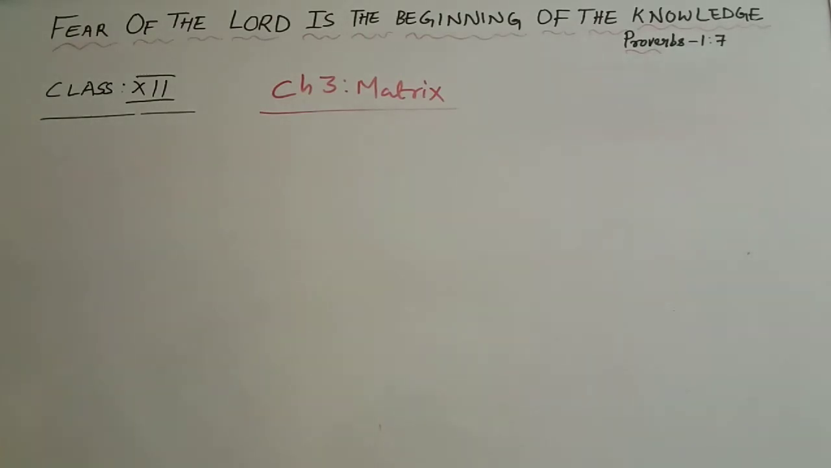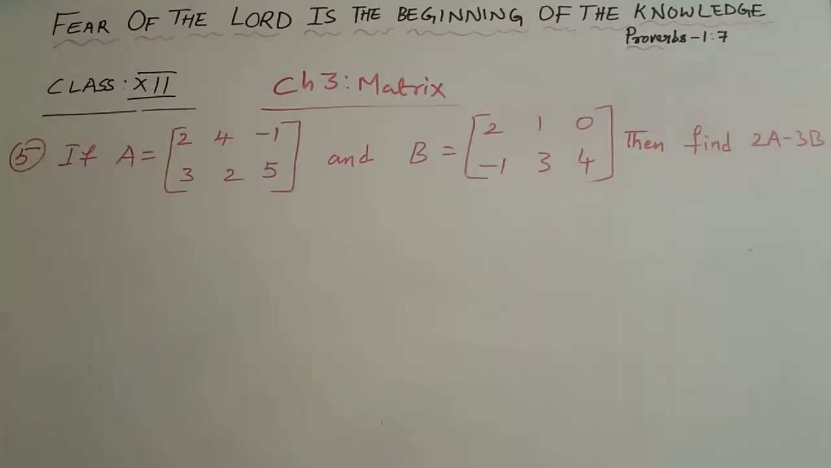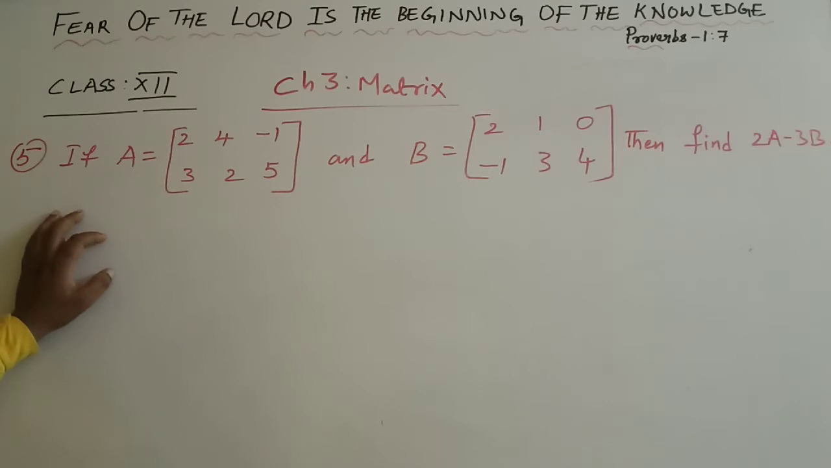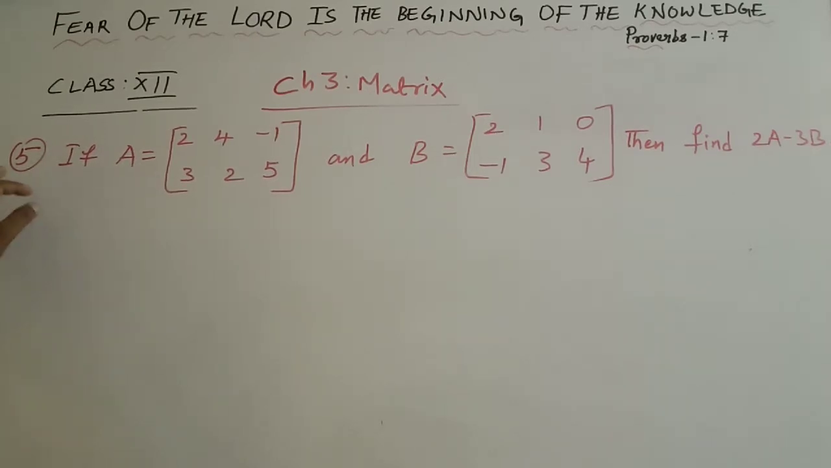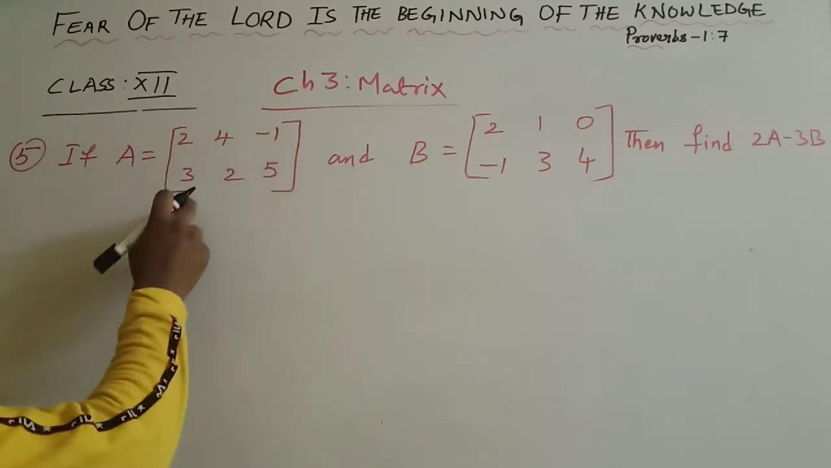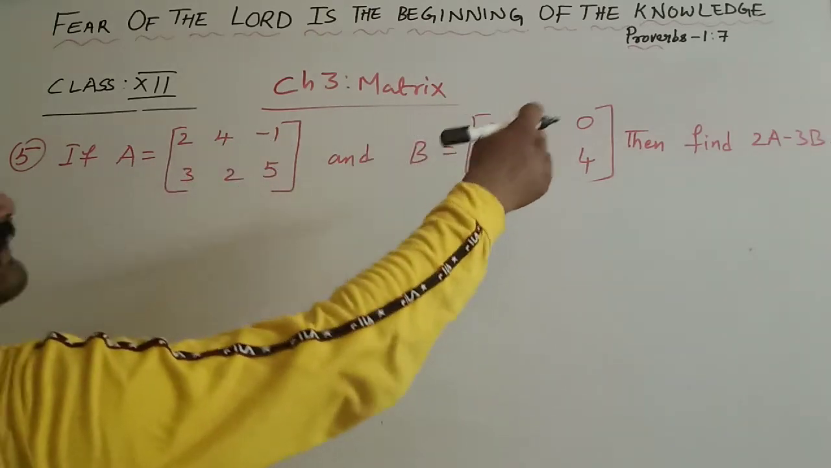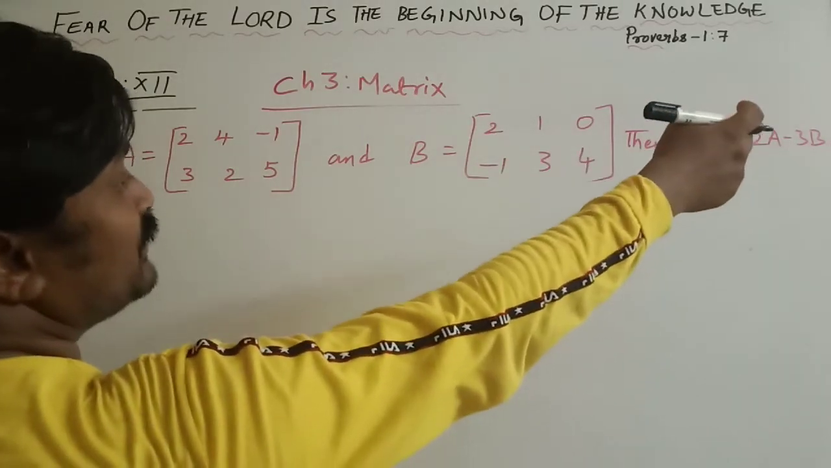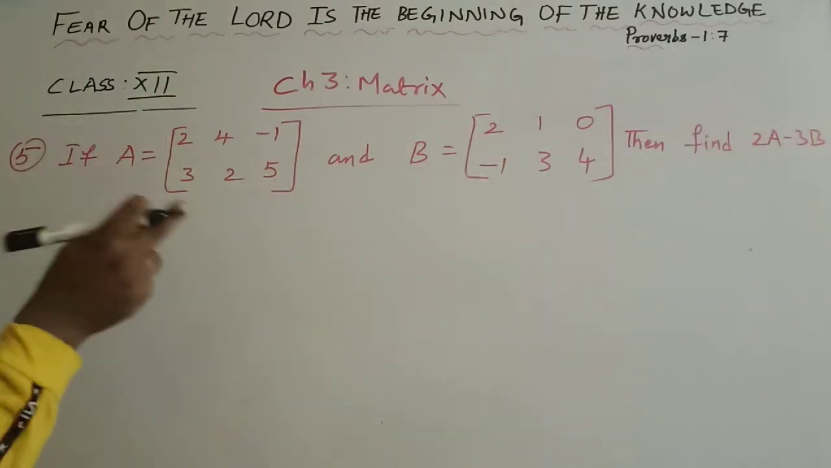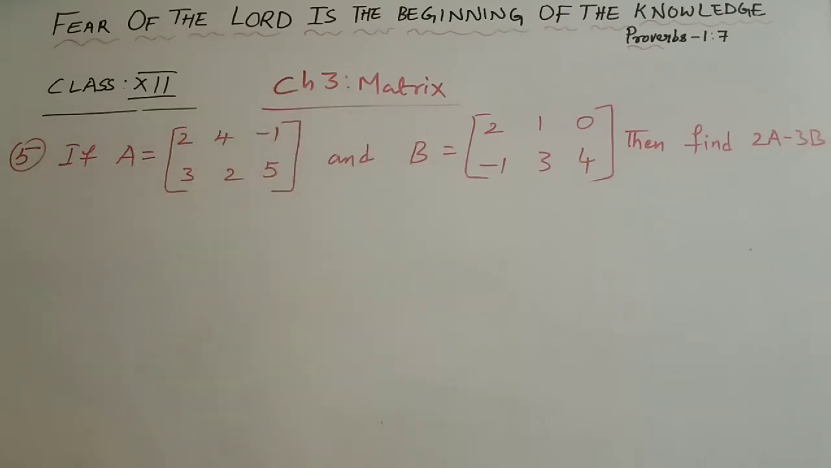And now we are going to discuss example number 1. It is the fifth example in your textbook, and before exercise number 3.2 it is the first example, but according to the textbook it is number five. If A is equal to [2 4 -1; 3 2 5] and B is equal to [1 0 -1; 3 4], then find 2A minus 3B. That means 2 is multiplied with A, and 3 is multiplied with B.